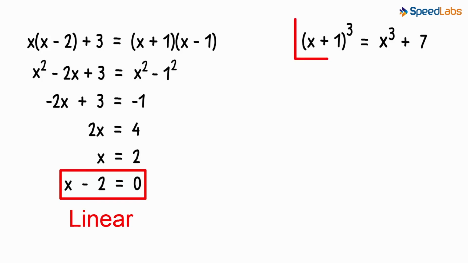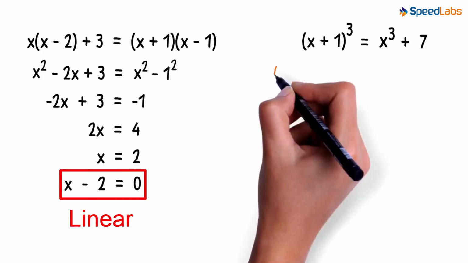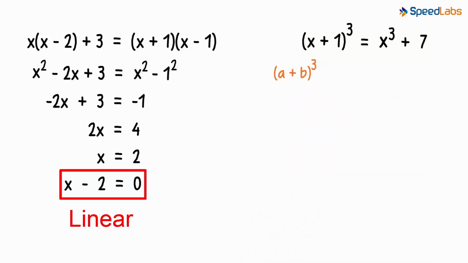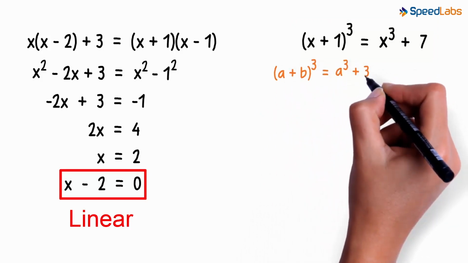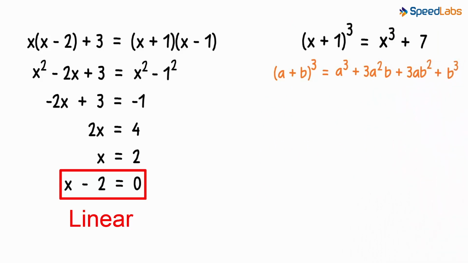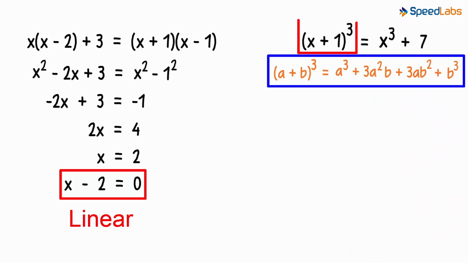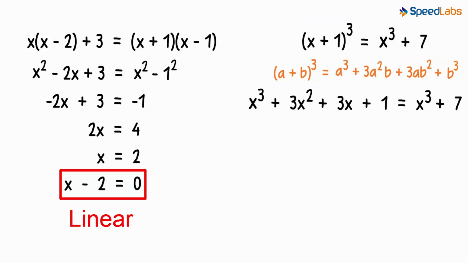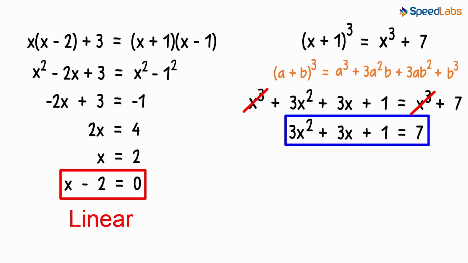Okay, did you try the fourth one? Do you remember the formula of the identity (a plus b) the whole cubed? It's a cubed plus 3a squared b plus 3ab squared plus b cubed. Applying this identity here, we get this. x cubed will get cancelled from both sides and we will be left with this. Could you try solving this further to see what you get as the final equation?